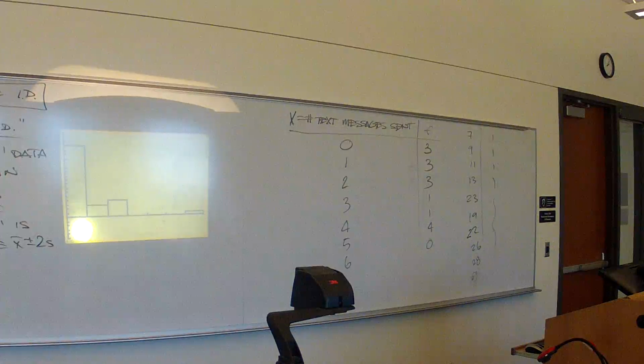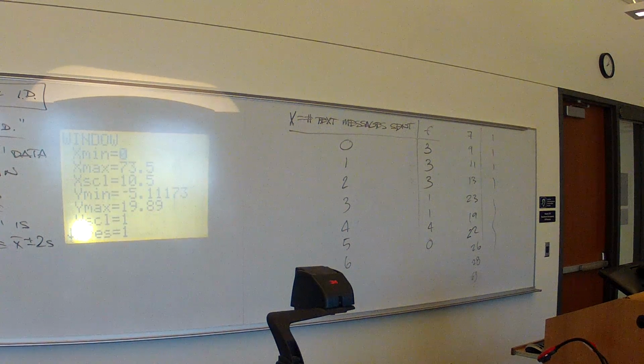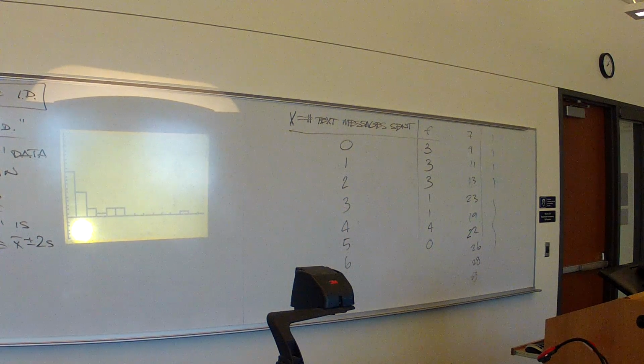There it is. We're scaled by 10. What if we scaled by 5? Is 5 too small? It might be. No, that's not bad. I just changed the scale to 5 instead of 10.5. I did zoom stat, and the scale was automatically 10.5. I just changed it to 5. So the question is, where's the outlier or outliers? They're to the right, right?